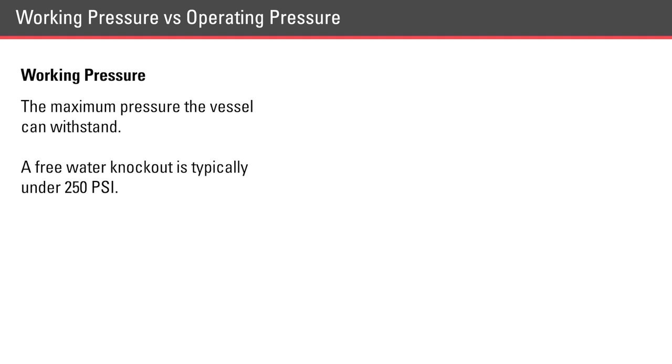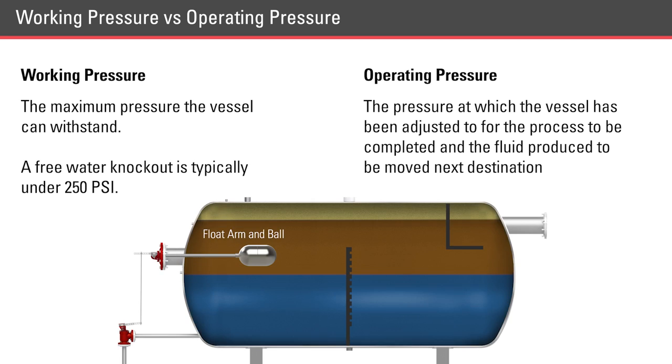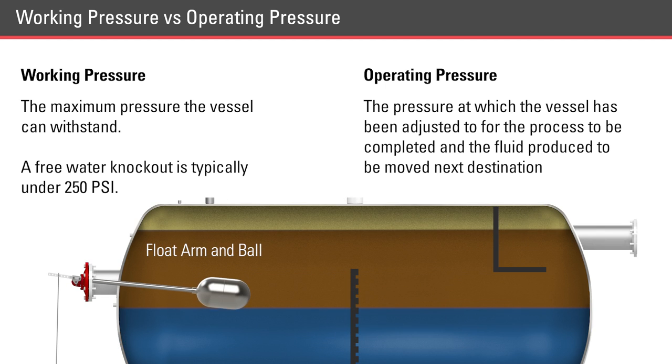Working pressure is the maximum pressure the vessel can withstand, which for free water knockouts is typically under 250 psi. Operating pressure is the pressure at which the vessel has been adjusted to for the process to be completed and the fluid produced to be moved to the next destination. Free water knockouts are typically operated at lower pressures due to the use of hollow floats, which can collapse if overpressured.